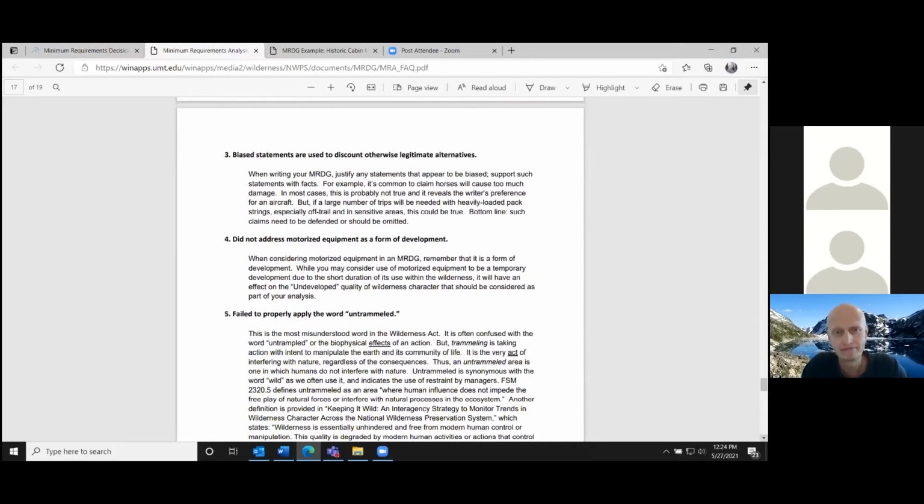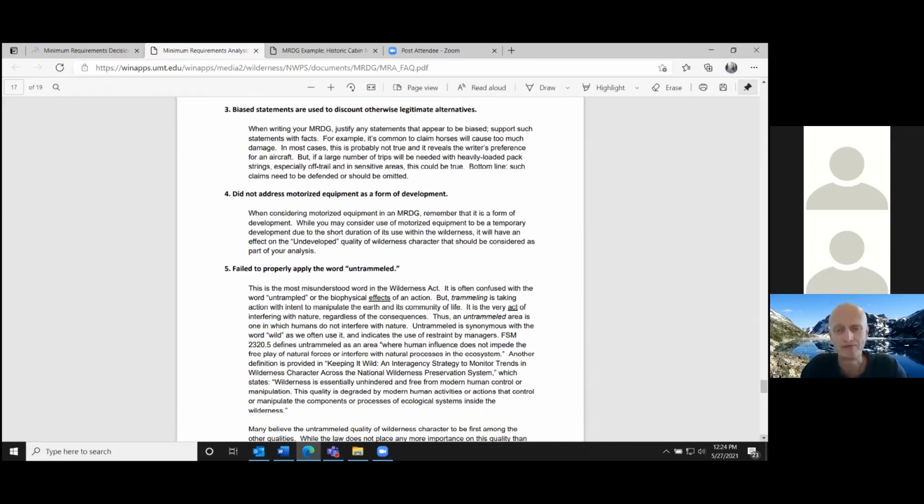All right, bias statements. Especially we'll have projects where there's a proponent, maybe a state fish and wildlife agency that wants to study wildlife within the wilderness. And often they will take a crack at doing a minimum requirements analysis. So you'll see some predecisional and some biased language in situations like that that you just need to clean up.